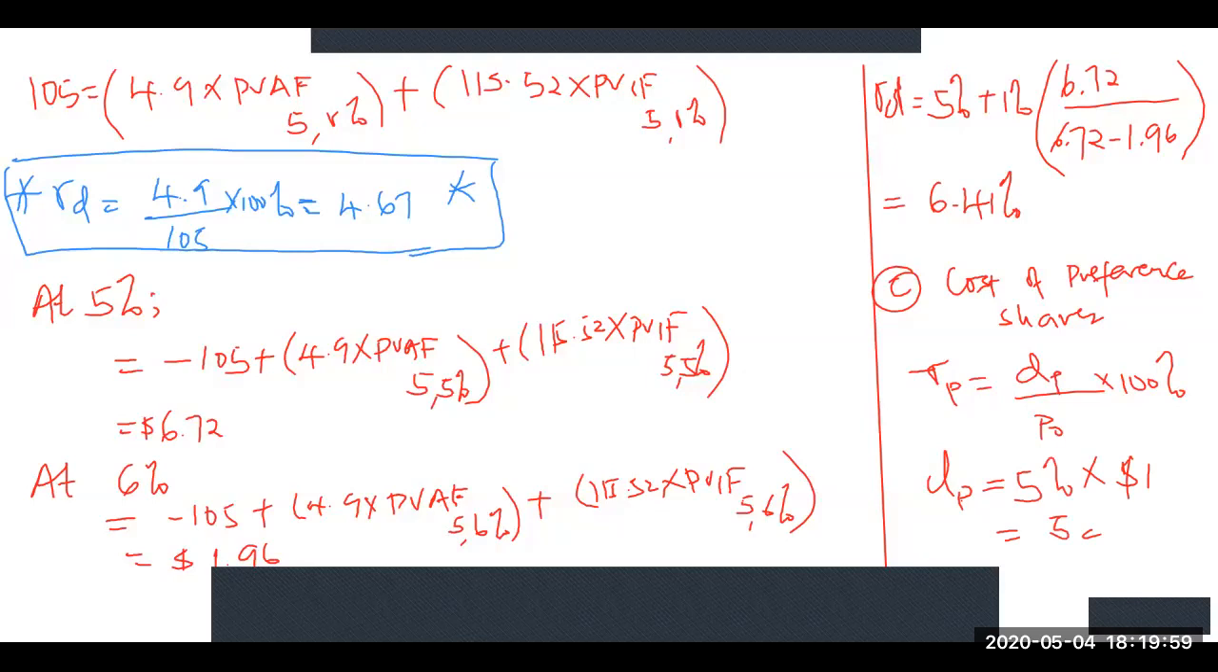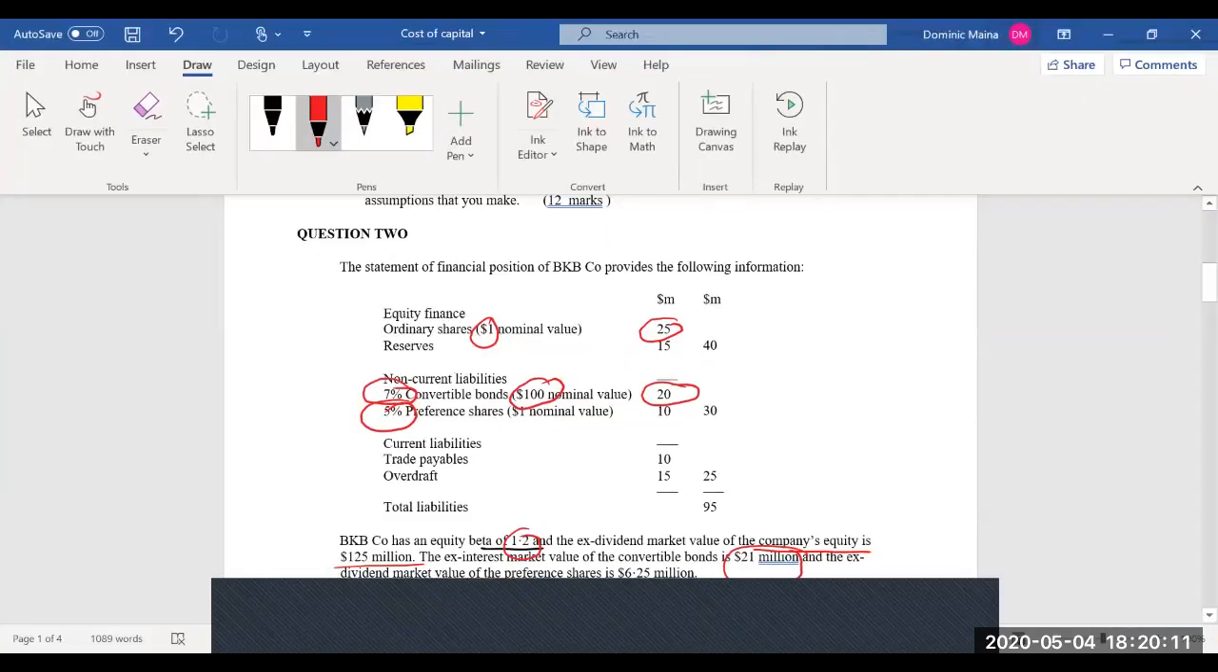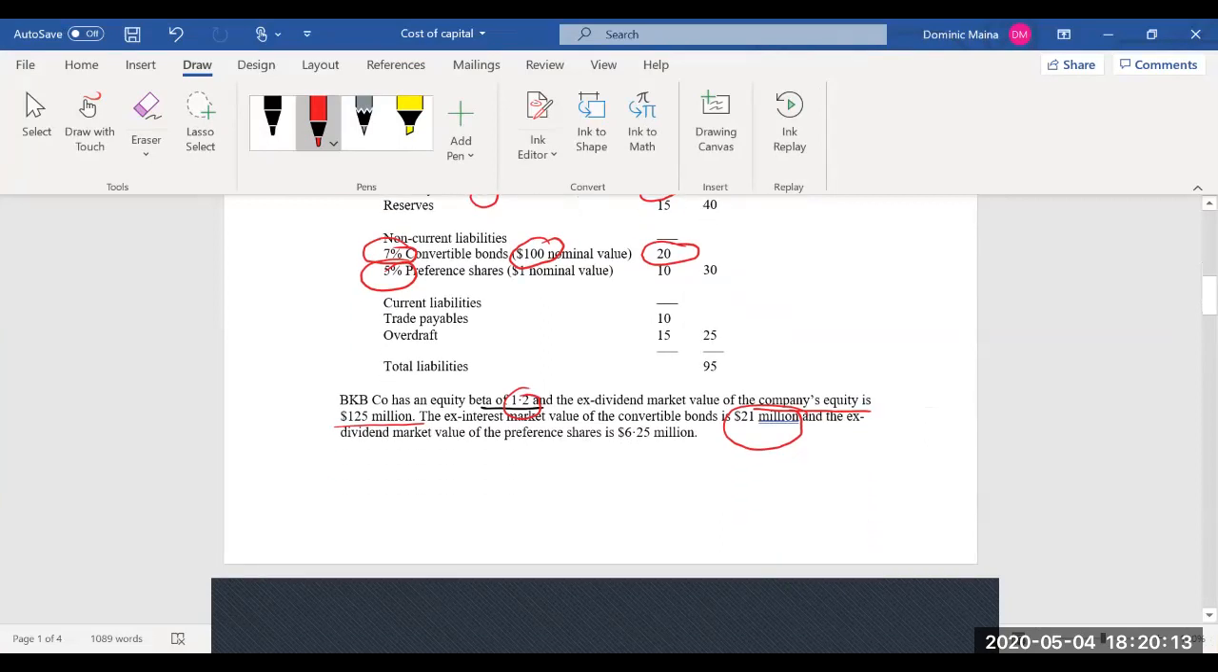Next, we need to get the P0. We need to get the ex-dividend market value of those preference shares. But first, going back to the question, we are told that the market value of the preference shares is equal to $6.25 million, and the nominal value of one preference share is equal to $1. Which implies therefore the number of preference shares issued is simply 10 million.